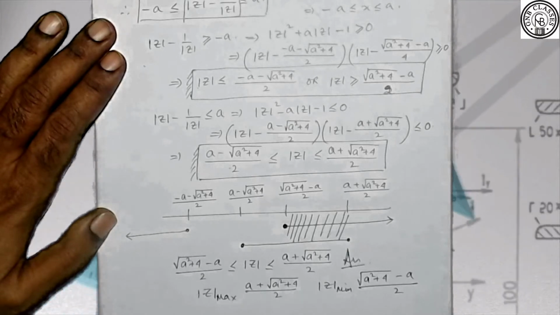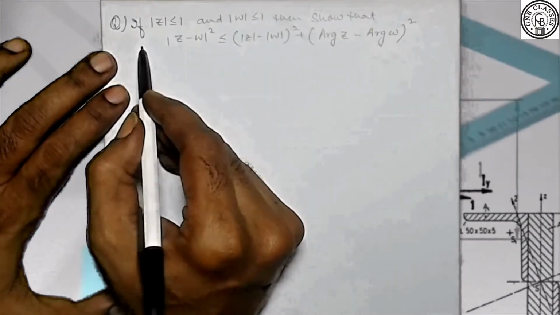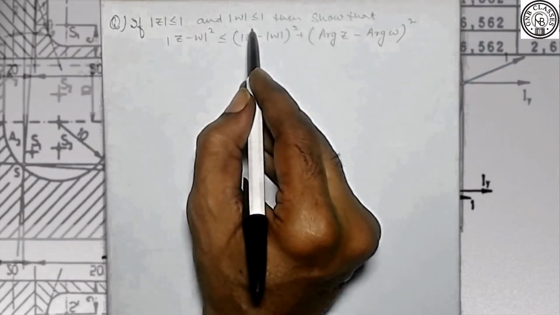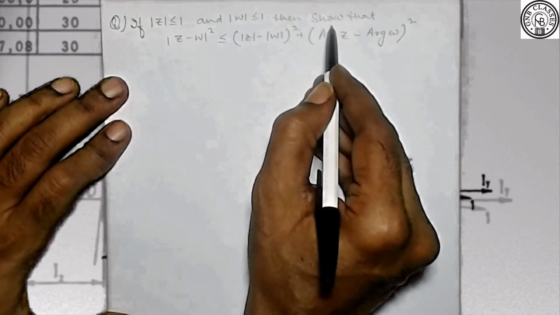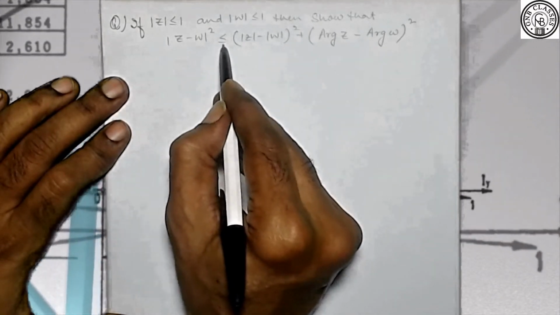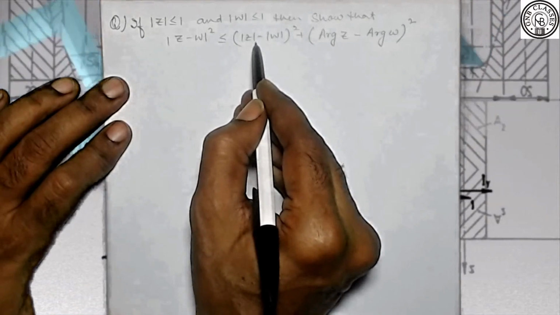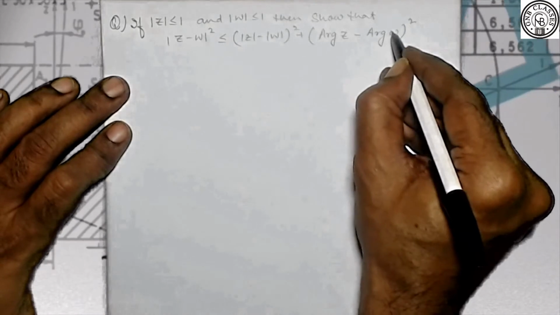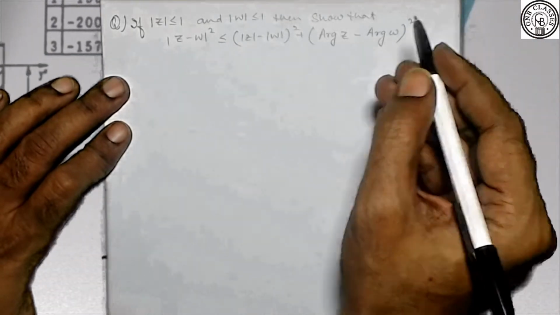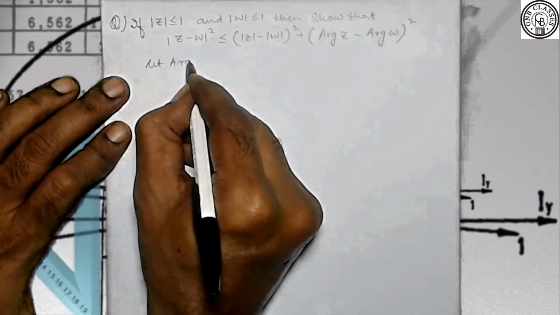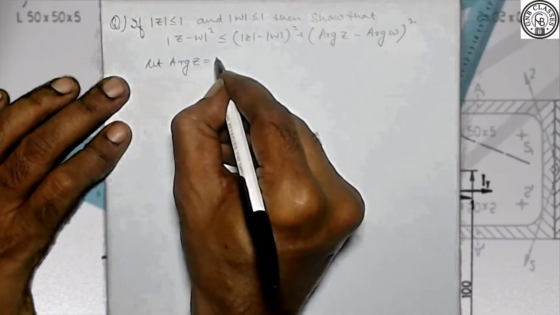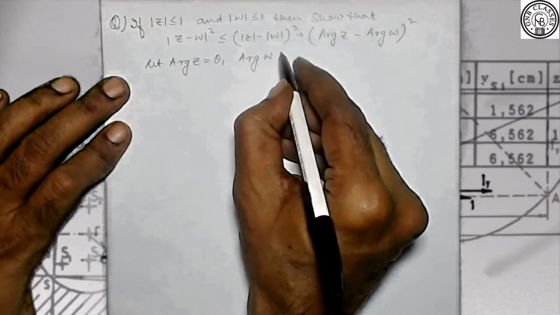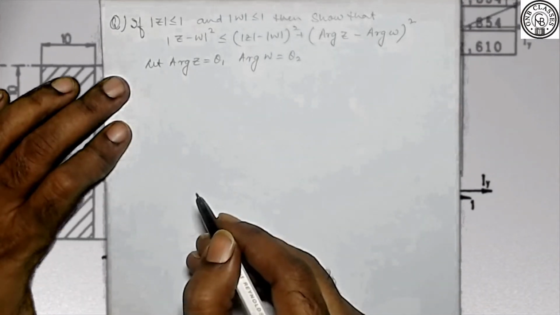Let us take another example. See this question. If mod z is less than or equal to 1 and mod w is less than or equal to 1, then show that mod of (z minus w) whole square is less than or equal to (mod z minus mod w) whole square plus (argument of z minus argument of w) whole square. Is it clear? Now let us assume that argument of z is say theta 1 and argument of w is say theta 2.